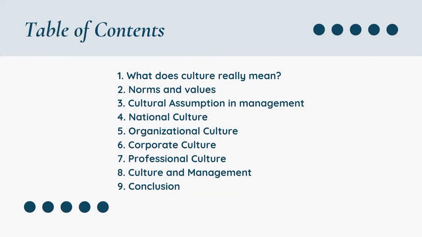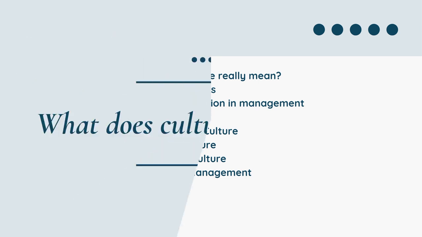The first one, what does culture really mean? The second one, norms and values. The third one, cultural assumption and management. The fourth one, national culture. Fifth one, organizational culture. Sixth one, corporate culture. Seventh one, professional culture. Eighth one, culture and management. And the last one is the conclusion. And now let's just start with the first one.